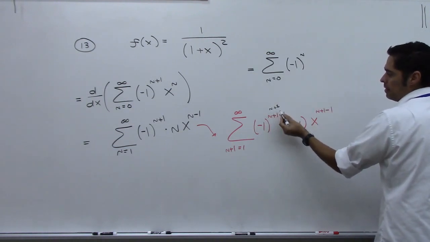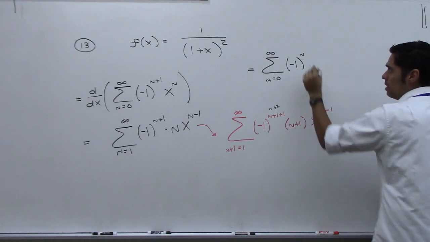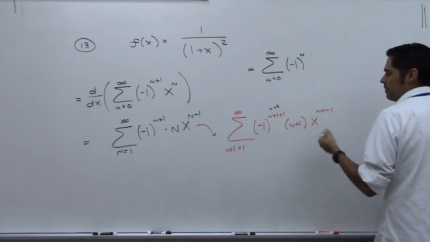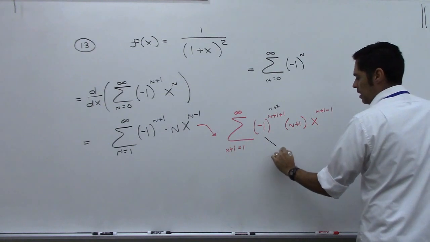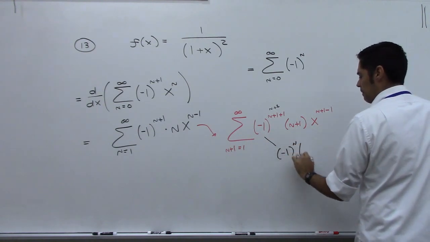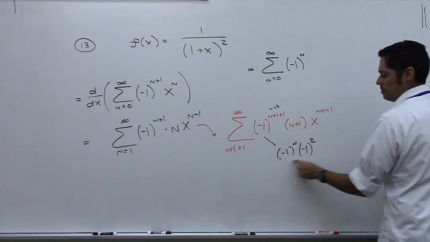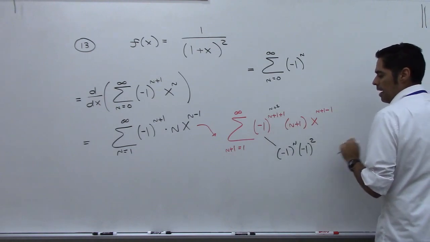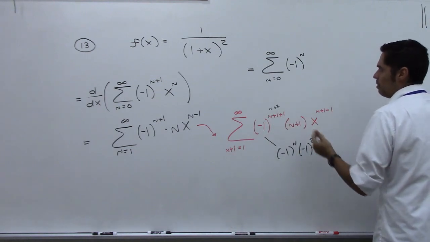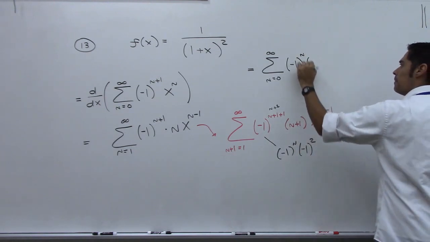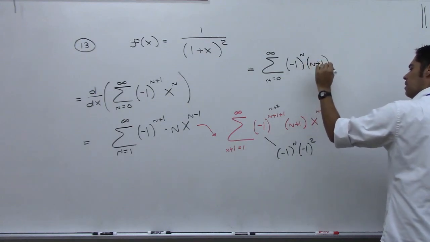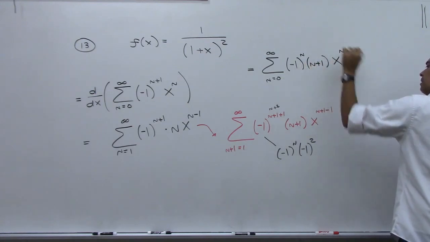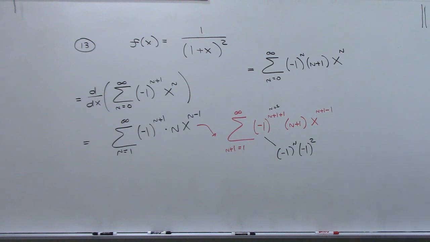If n was 0, it's even. If n is 1, it's odd. So I'm just going to change that to this. If you don't like that explanation, then just rewrite that as this. So this is this, and negative 1 squared is just 1, so it won't matter. Then over here, n plus 1, and then x to the n, right there. So that's our power series.